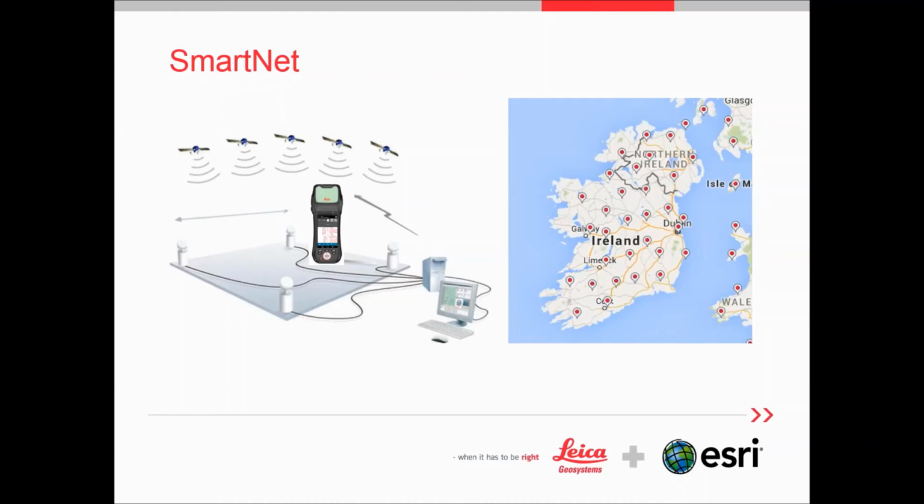SmartNet works by Zeno Collector and the network of SmartNet stations communicating with a common set of satellites. The SmartNet server resolves any errors between the two and sends correction data back to Zeno Collector over the network. Zeno Collector can then use that correction data to compute a centimeter accurate GNSS position.